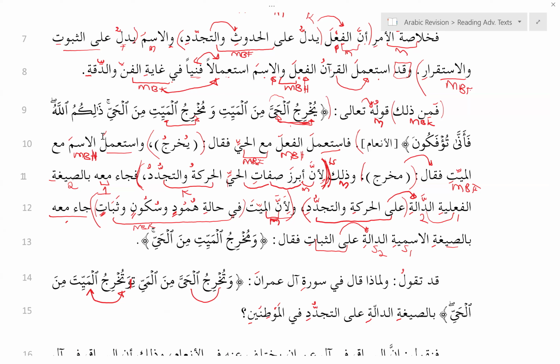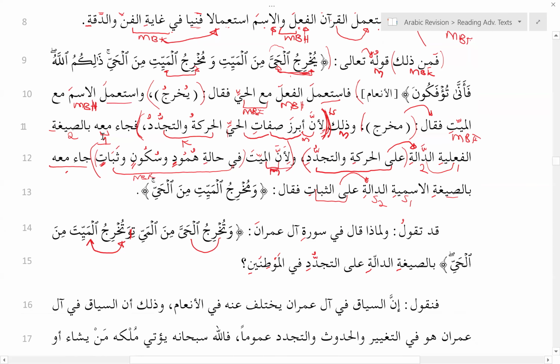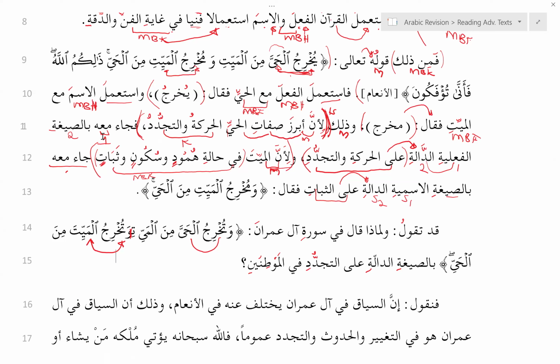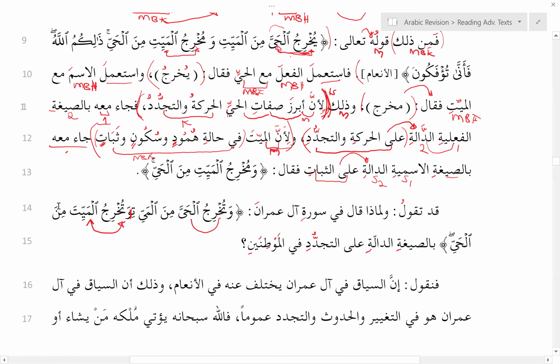But now we have an ayah in Surah Ali Imran, tukhrijul hayy, where both the dead and the living come with a verb, something that indicates movement. So how do we explain that? He's anticipating a challenge, somebody questioning his statement: wait a second, why in Surah Ali Imran did this happen? And now he's going to answer that particular challenge in the next paragraphs.